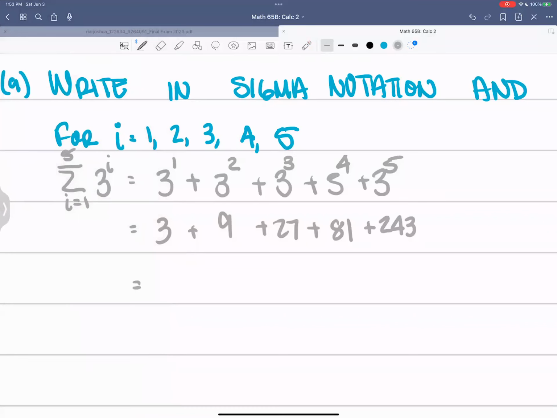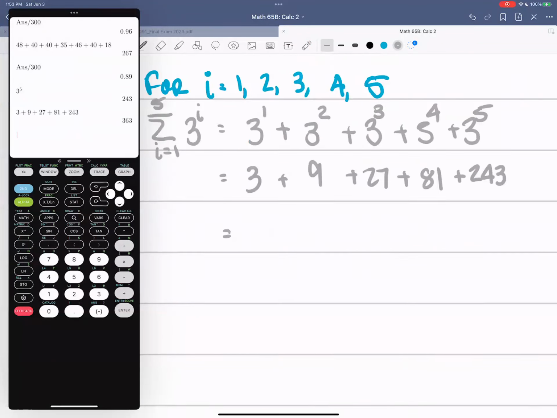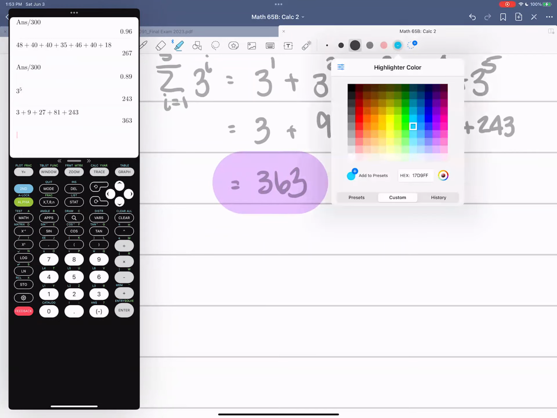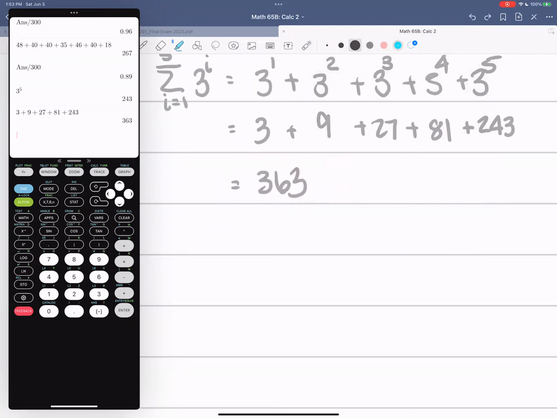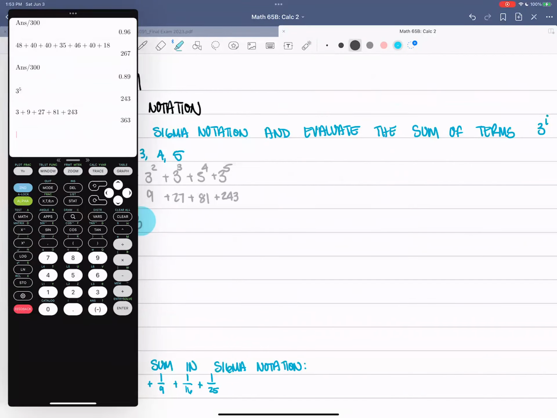And adding all of those up together. So 3 plus 9 plus 27 plus 81 plus 243. That gives us 363. And there we go. So that's us evaluating that very last solution. Much better. Okay, so there's that part.